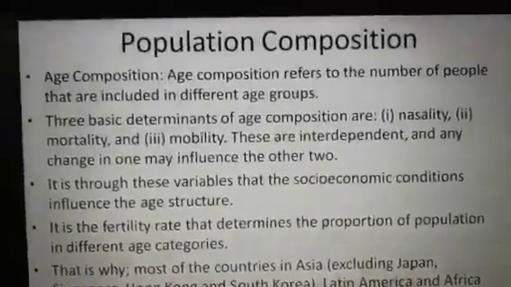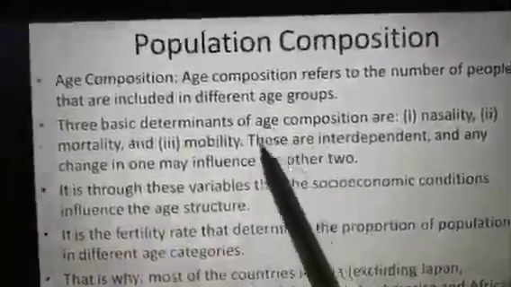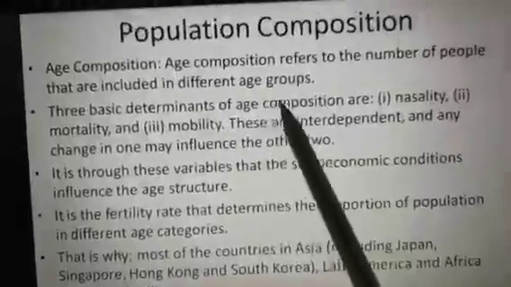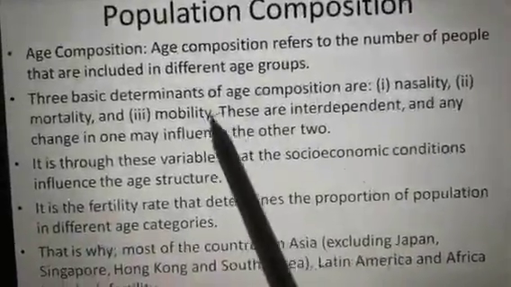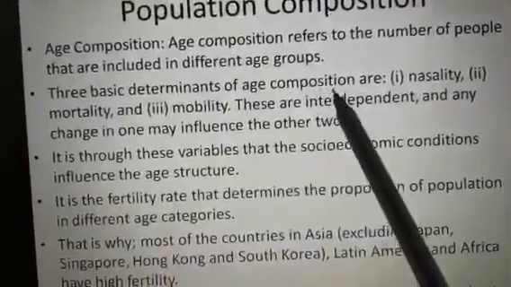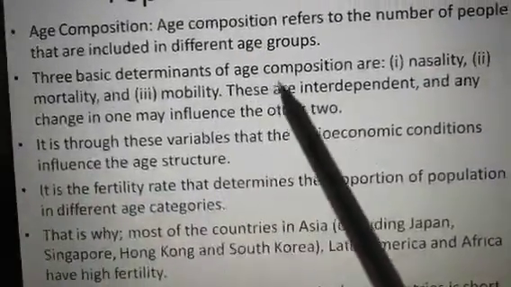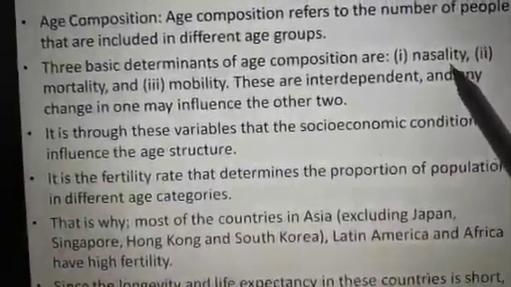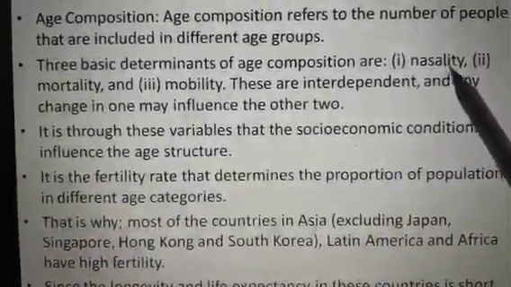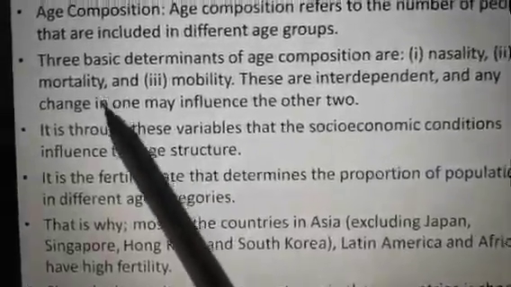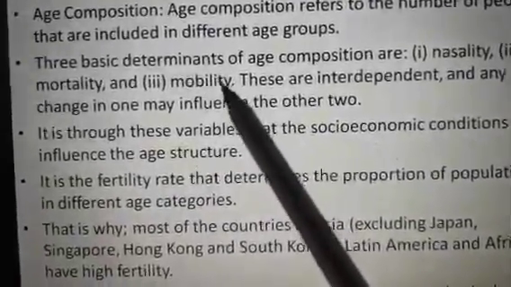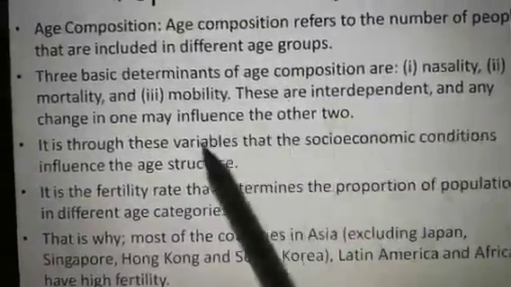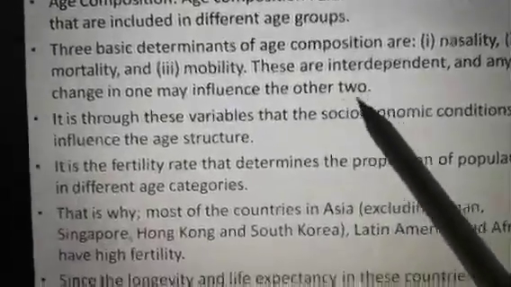Okay, so when we talk about population composition, the age composition is important, because the age composition refers to the number of people that are included in different age groups. Three basic determinants of age composition are nationality, mortality, and mobility, which is later termed migration. And these are interdependent and any change in one may influence the other two.